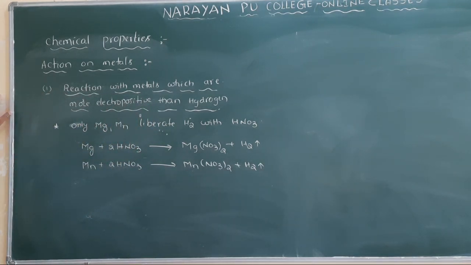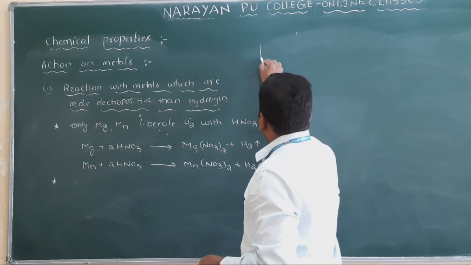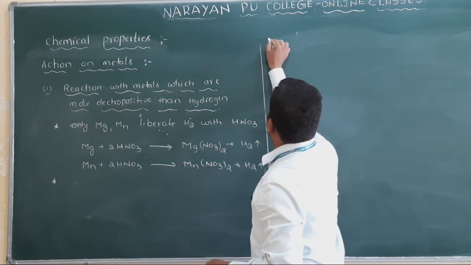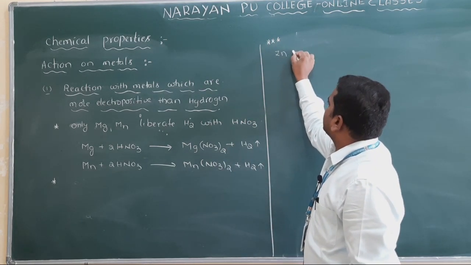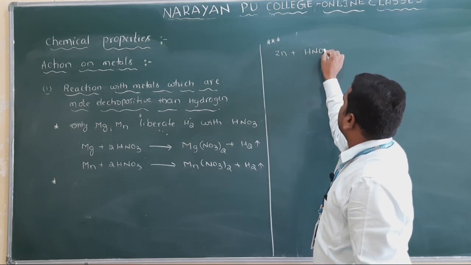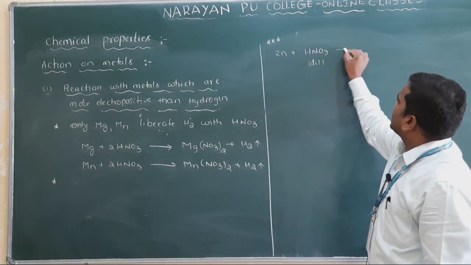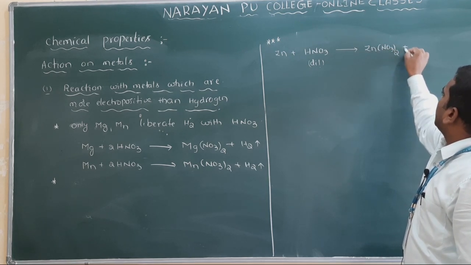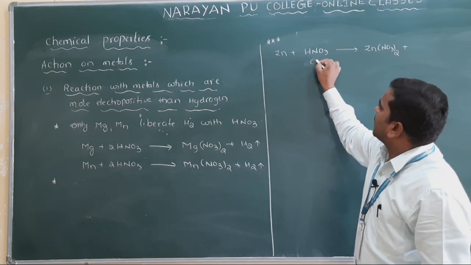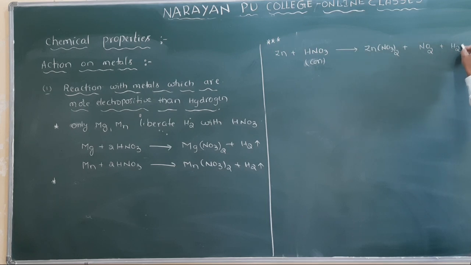Clear? So next, if I take other metals, mainly zinc. Clear? This is a very important reaction for your PU examination. Clear? So, very important for the PU examination. Zinc: if you take zinc and concentrated HNO3, now here it is concentrated HNO3. You will get zinc nitrate. Clear? Plus, since this is concentrated, what is the other product here? NO2 plus H2O.